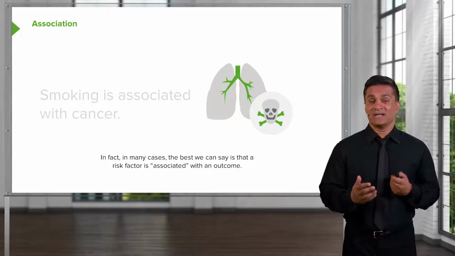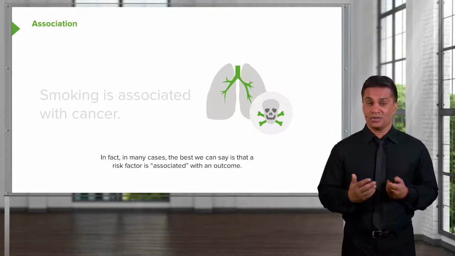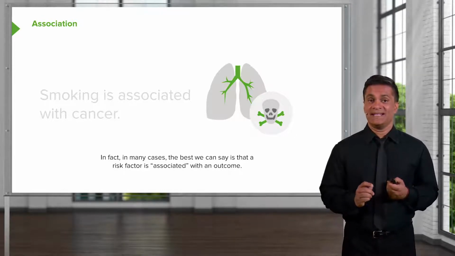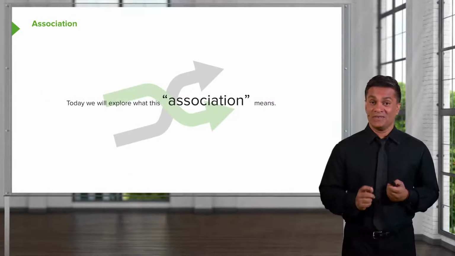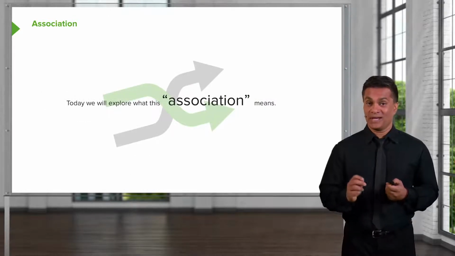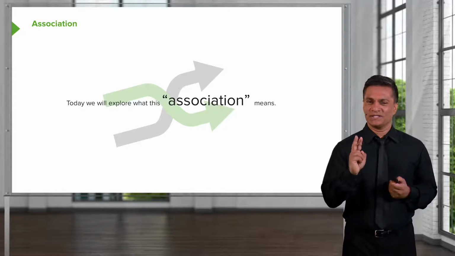Sometimes we don't know if a behavior or a risk factor is causal or not. We don't know if it actually causes an outcome. The best we can say is that it's associated with an outcome. Smoking is associated with lung cancer. We assume that it causes lung cancer. It almost doesn't matter if it's causal or not. We can control the outcome by controlling the behavior or the risk factor. So today we're going to explore what this association means.